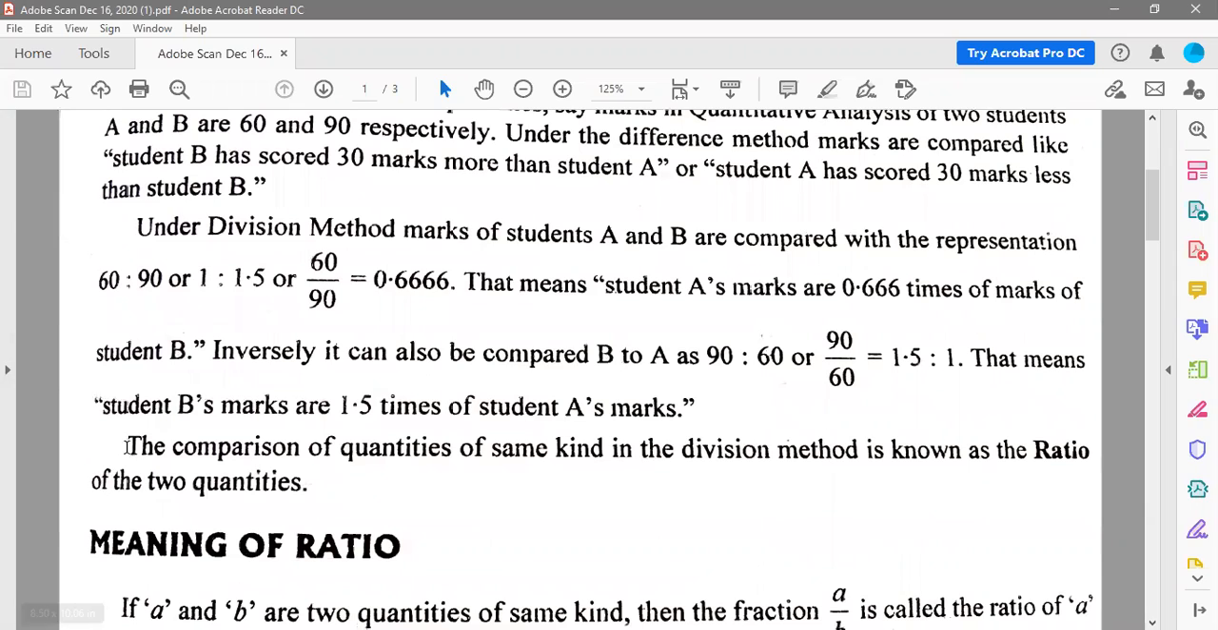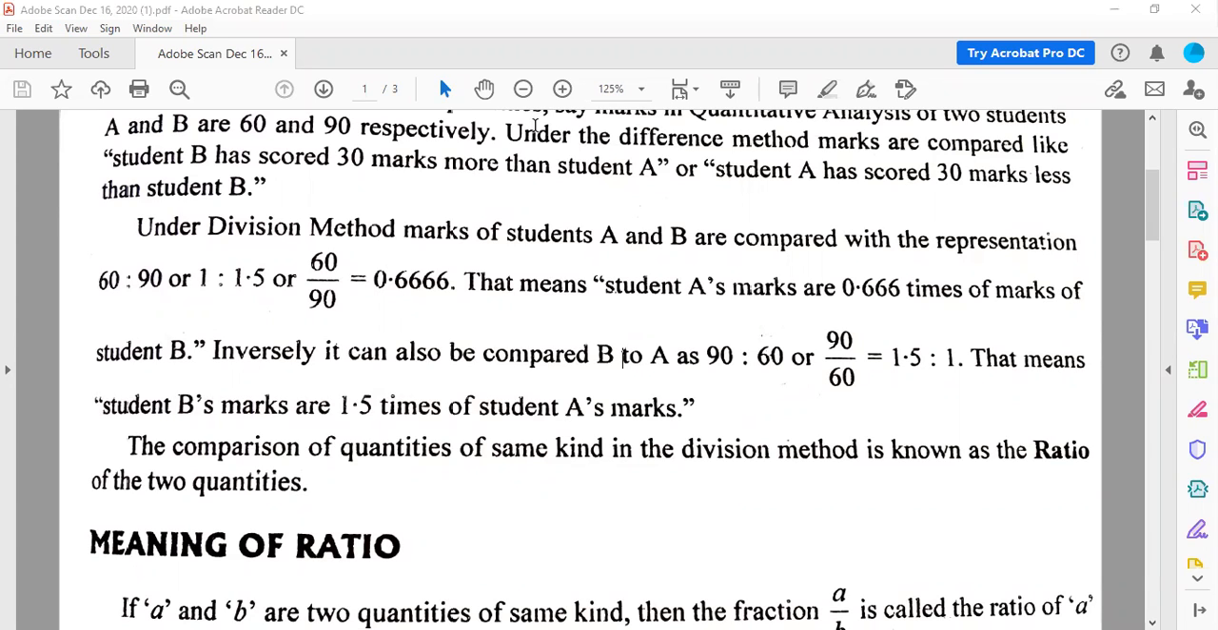Next, the comparison of quantities of the same kind in the division method is known as the ratio of two quantities. Okay, so the comparison between two quantities, that is A and B, of the same kind. Now we are comparing marks of two students which is of the same kind. Correct? So that is known as the ratio of two quantities. Did you all understand till here? Any doubts? We have the difference method, we have the division method. Any doubts until here?